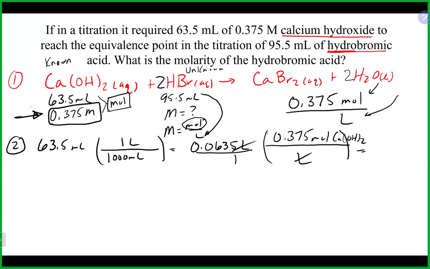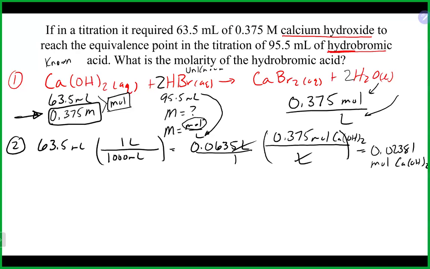0.0635 times 0.375. I'll end up with 0.02381 moles of calcium hydroxide. Any questions up to there?